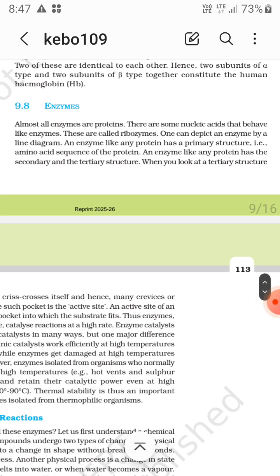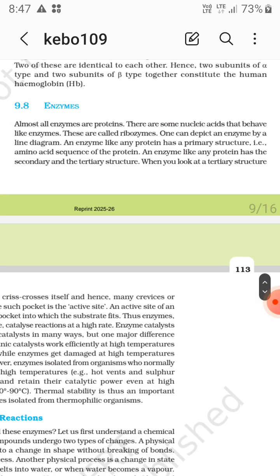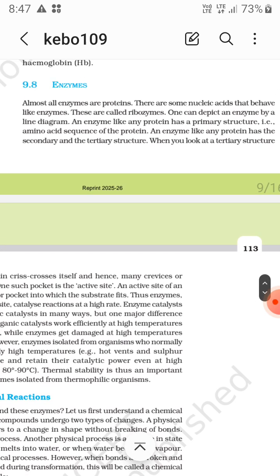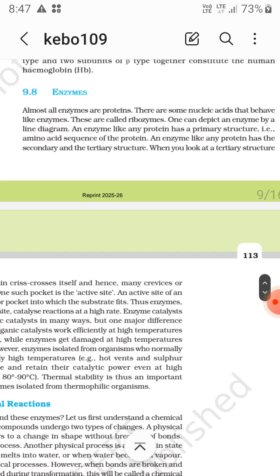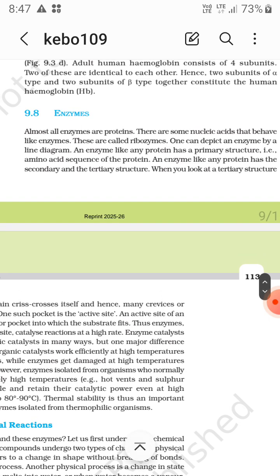Hb. Now, the last thing is the enzymes we are going to study. Almost all enzymes are proteins, right? There are some nucleic acids that behave like enzymes. These are ribozymes, right? One can depict an enzyme by a diagram line.